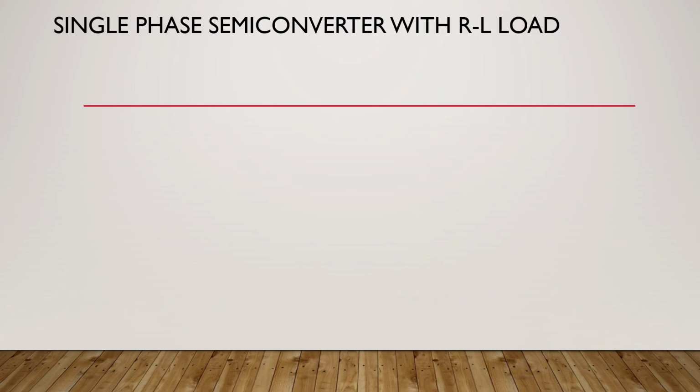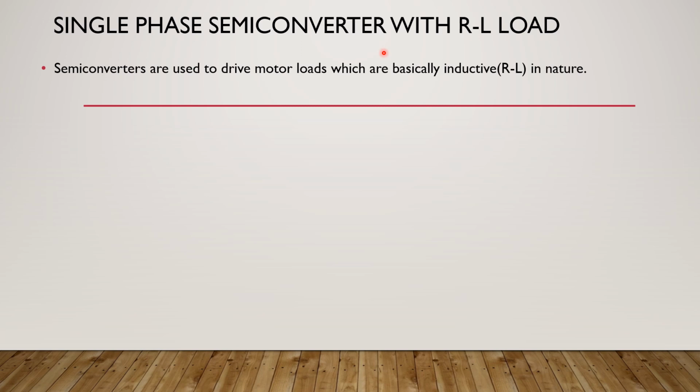Now let us consider the case of a single phase semi-converter with RL, or an inductive load. Initially we had seen the case with a resistive load. Now we are considering the case with an inductive load. So assuming a very highly inductive load, what is the significance of this? An example of an RL load is a motor. Motor has got windings and resistance. So resistance is R, and L is the inductance of the windings. So semi-converters with RL load we are going to be seeing.